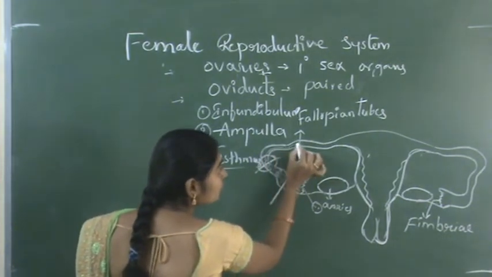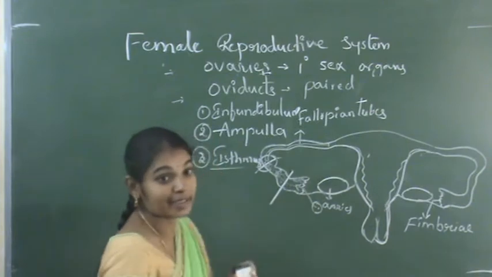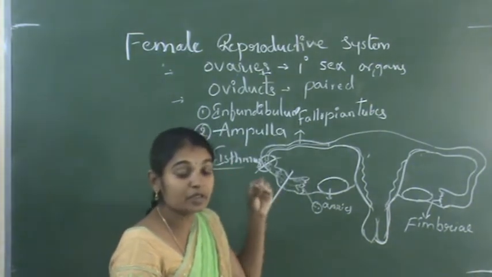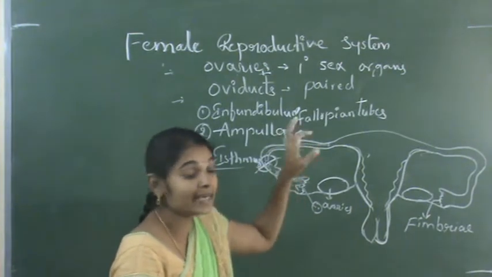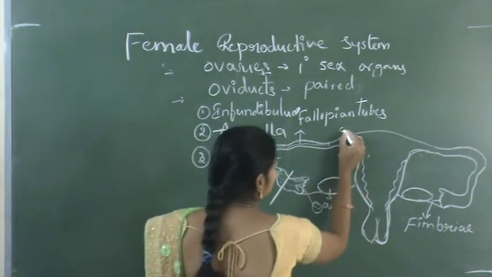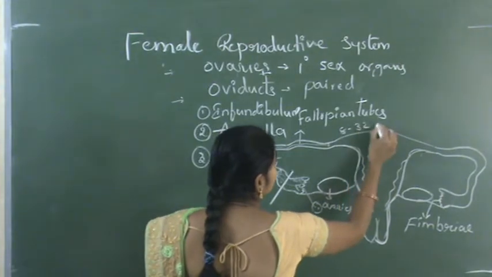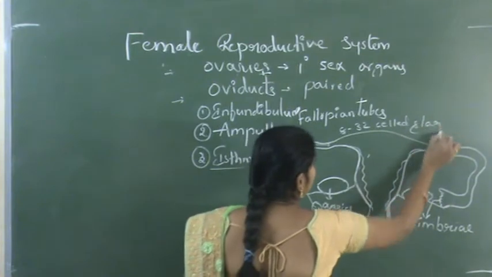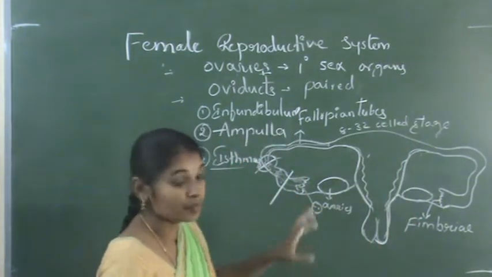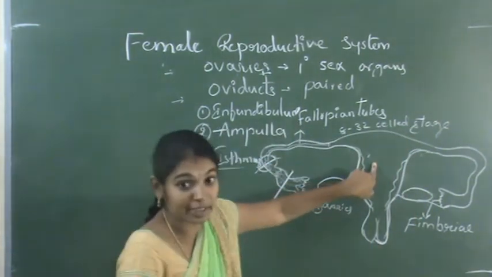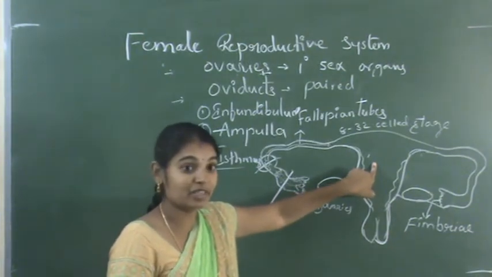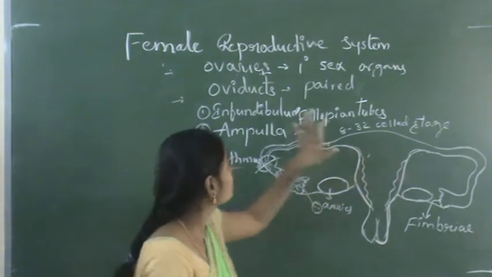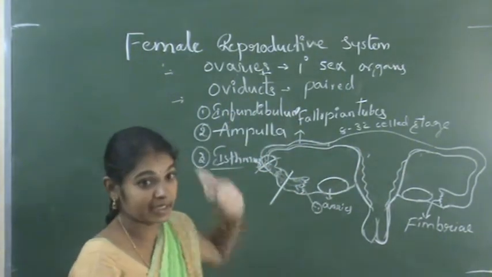While moving towards the uterus, cleavage takes place. That means the zygote divides into 8 to 32 cells, and at this stage it enters the uterus. The further development of the fetus takes place inside the uterus. So this is about the oviducts.